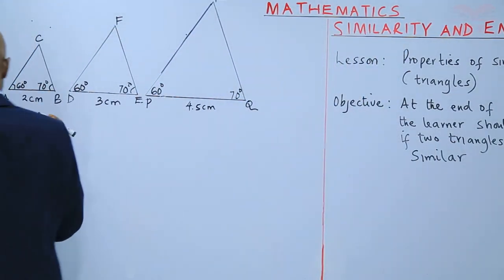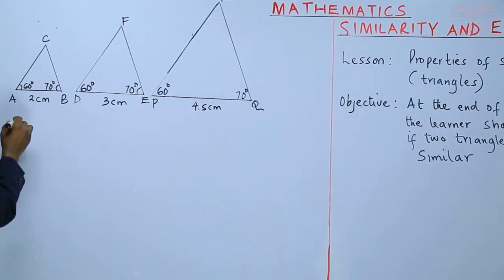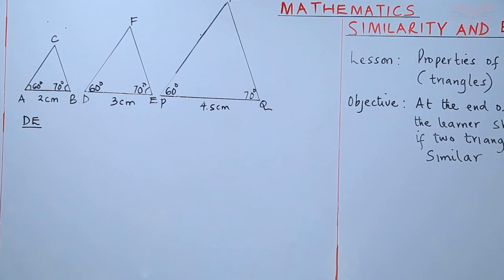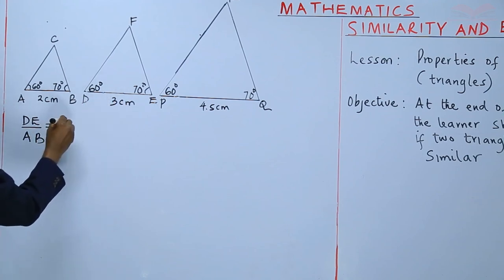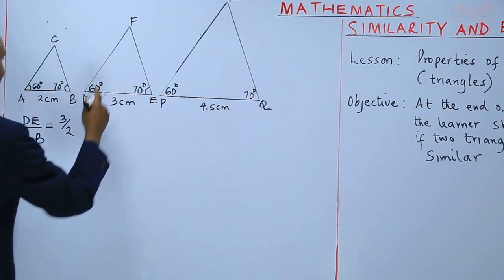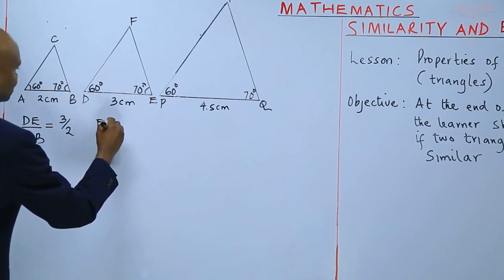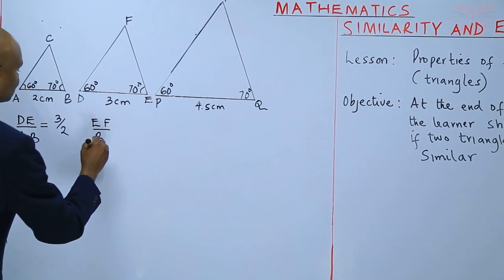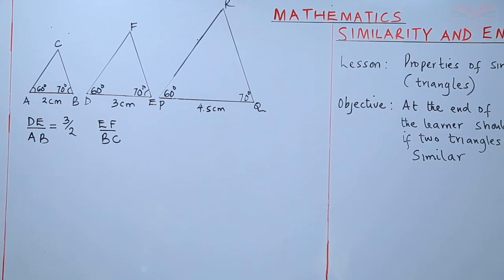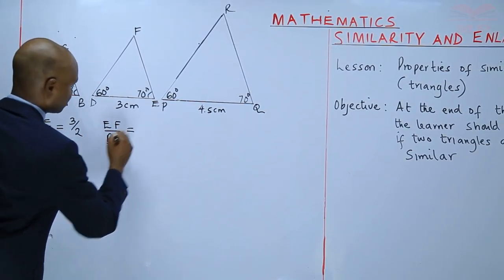So this angle, that angle and that angle are equal. If we take the ratios, if I take DE over AB, that ratio will be 3/2. If actually the triangles are similar, and I take EF over BC, I should get the same ratio. So I can move and measure.